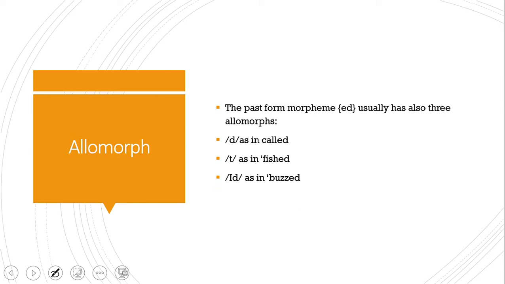Then comes the past form. If I talk about ed, it is a morpheme to represent the past form. It also has three different phonetic representations. For example, in the word called, ed is pronounced as d. In fished, I will not pronounce it as ed; it would rather be pronounced as a t sound. In buzzed, this ed will be pronounced as id. So these three are different allomorphs of the single past form morpheme ed.